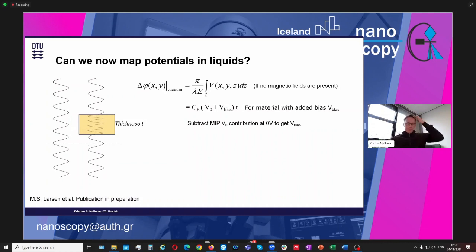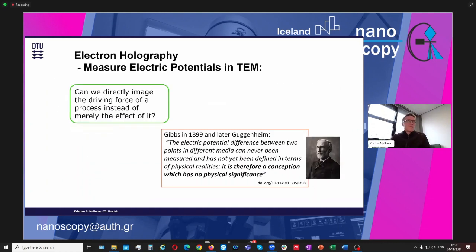Now, yep, come along. That's, of course, what we are trying to aim at here, looking at a driving force of a process instead of just the effect of it. But we are facing a little issue here, and it's 100 years old, because Gibbs and Guggenheim, and more recent papers, cite these old gentlemen. And Gibbs back there 100 years ago said that the electrical potential difference between 2 points in different medium can never be measured and has not yet been defined in terms of physical realities. It is therefore a conception which has no physical significance.